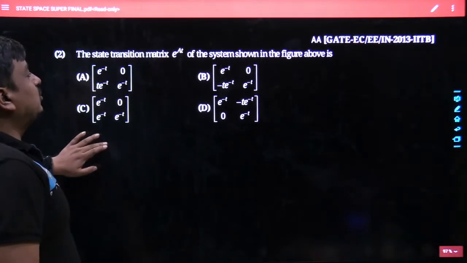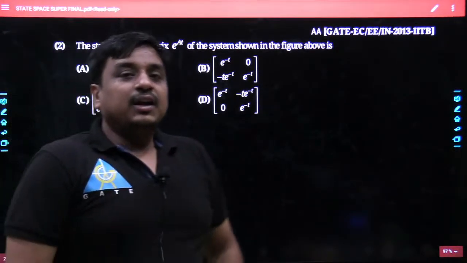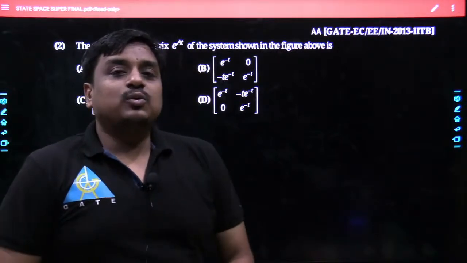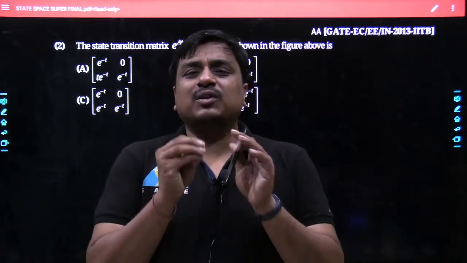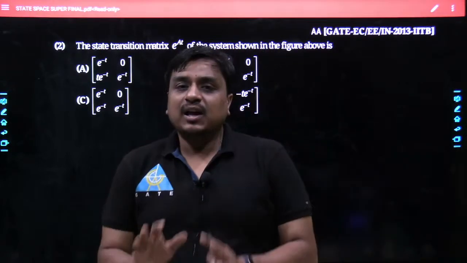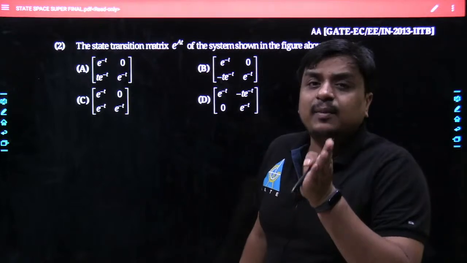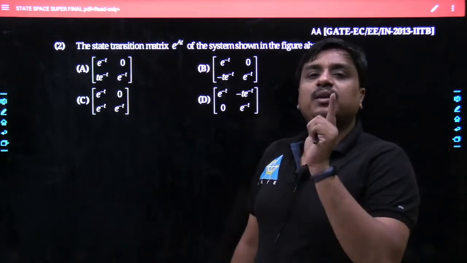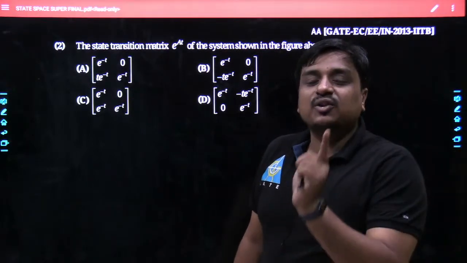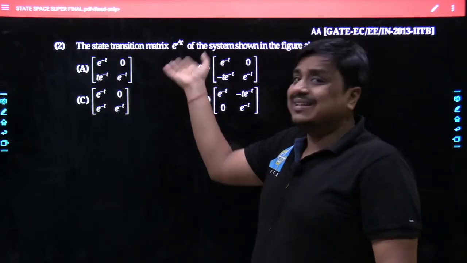I need to calculate the state transition matrix. Keep in mind, whenever you need to calculate the state transition matrix, only one simple formula has to be used. Although in the last class I could not derive it, you can just learn by heart how to calculate the state transition matrix when the matrix A is known. One very important fact: for the calculation of the state transition matrix, the matrix A, which was calculated earlier, is more than sufficient.